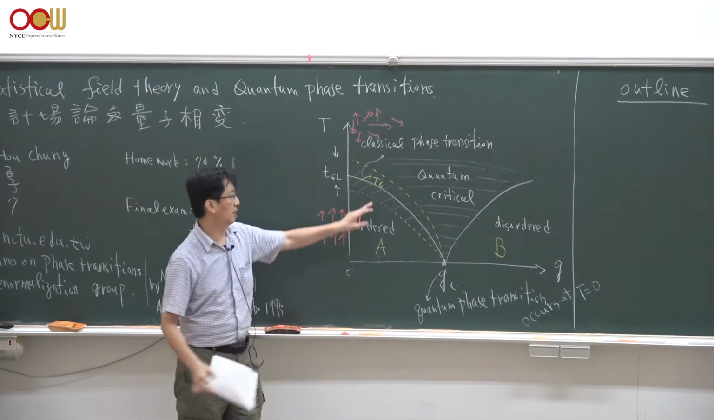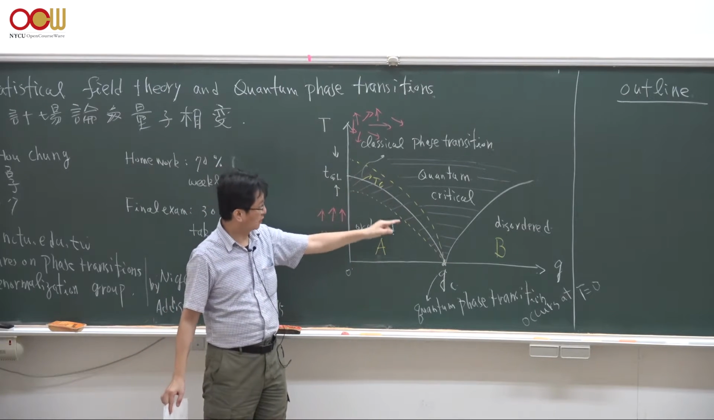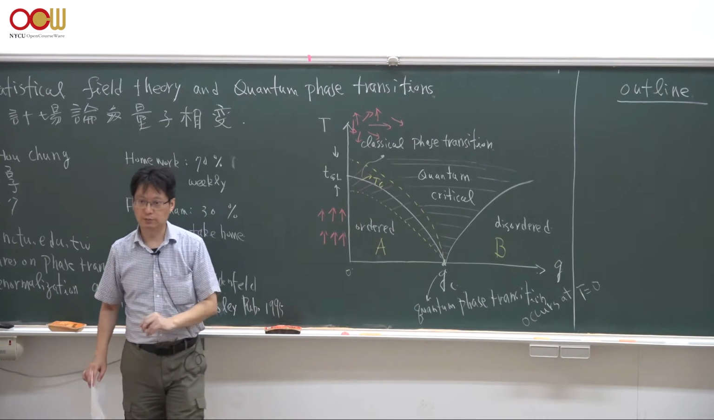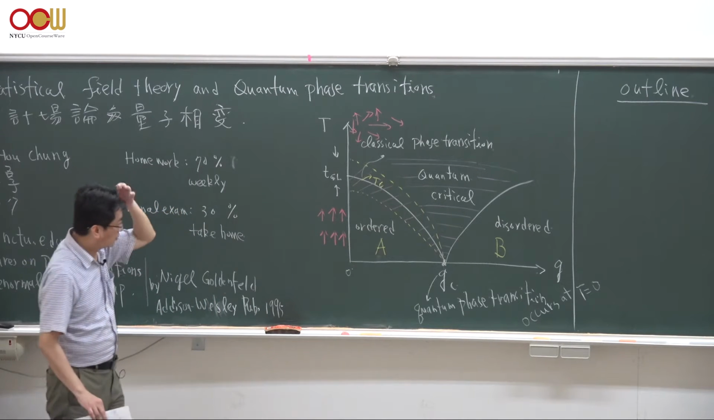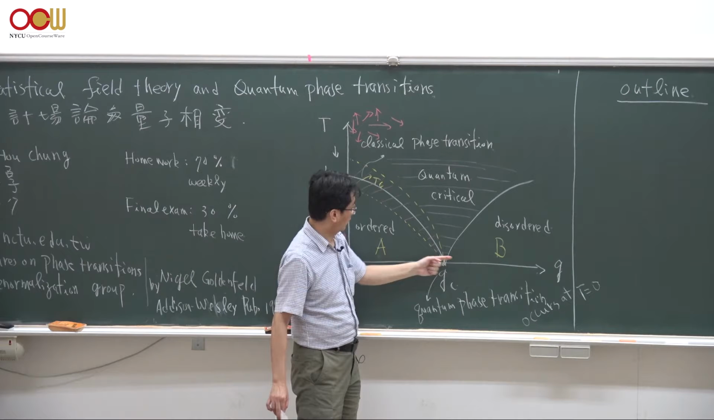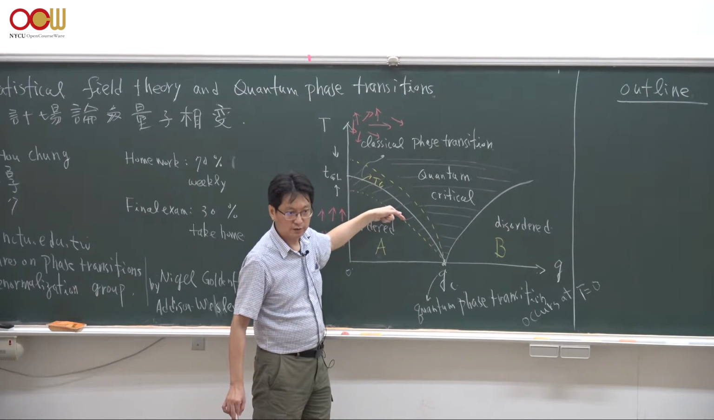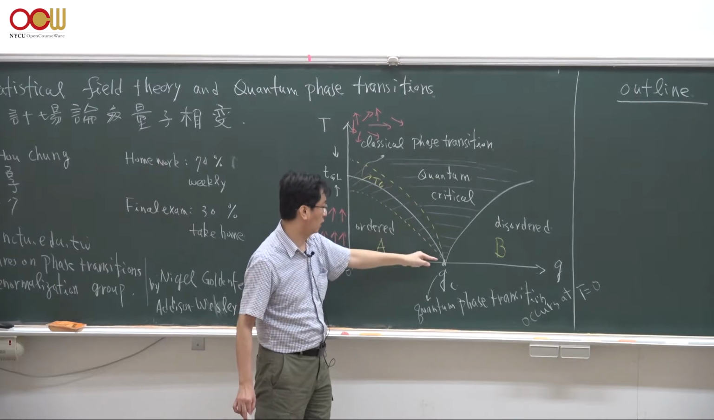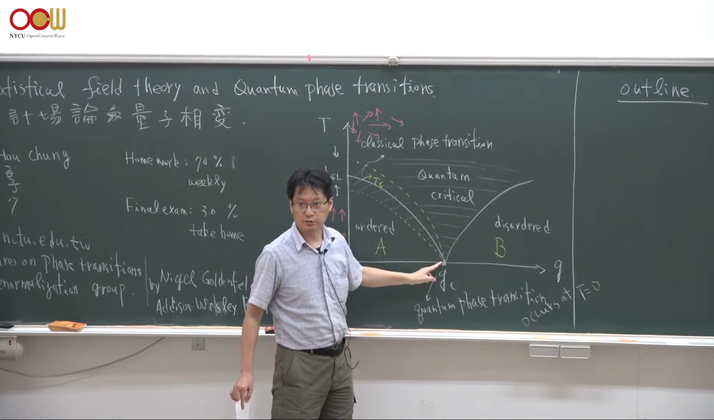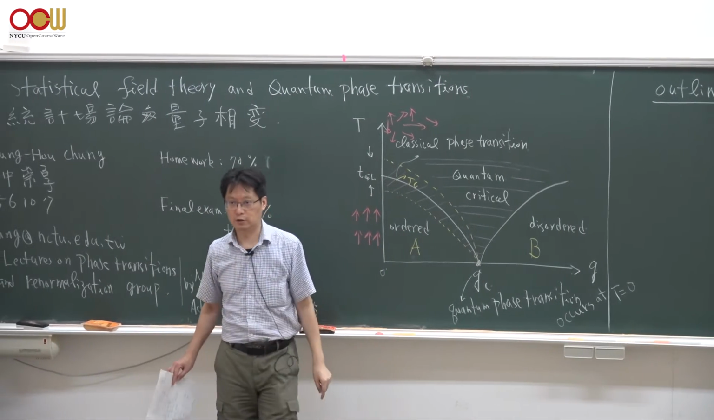So this critical temperature Tc changes as a function of tuning parameter G. As you tune the parameter G bigger and bigger, this Tc gets suppressed, gets decreased further and further, until Tc vanishes right at this quantum critical point Gc.